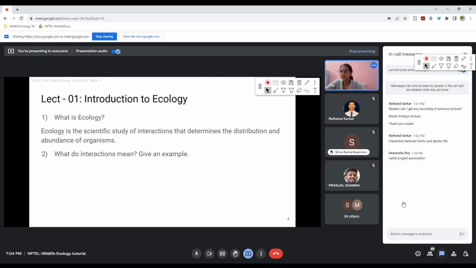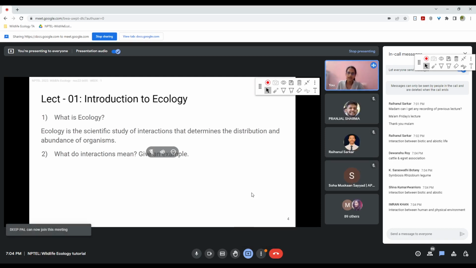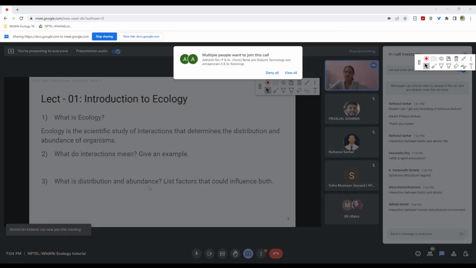So you have an idea of what interactions are, right? And somebody already stated interactions between biotic and abiotic factors, which is very correct. All these interactions affect the distribution and abundance of organisms, which is what we are interested in studying in the field of ecology. Now, since you've already mentioned biotic and abiotic factors, could you give me a few abiotic factors that can affect distribution and abundance? Could you list out some?